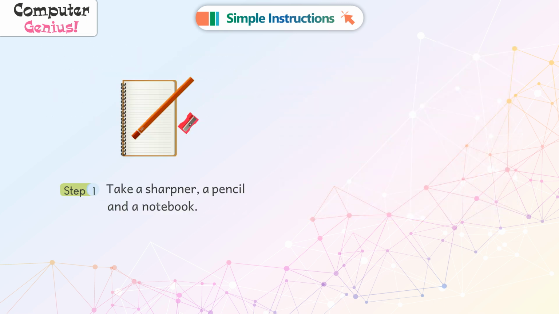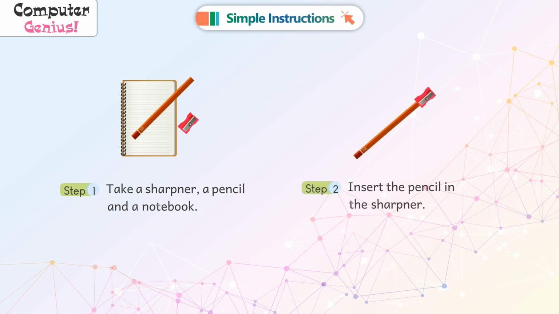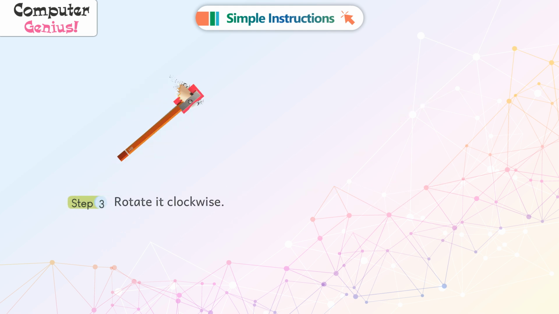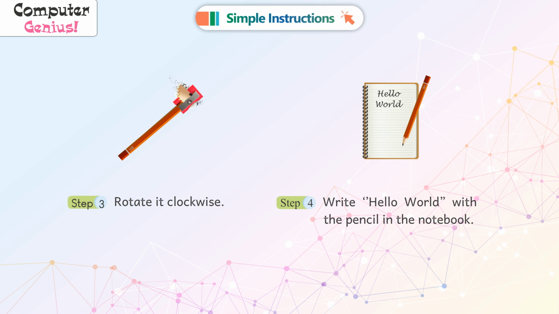Step 1. Take a sharpener, a pencil and a notebook. Step 2. Insert the pencil in the sharpener. Step 3. Rotate it clockwise. Step 4. Write Hello World with the pencil in the notebook.